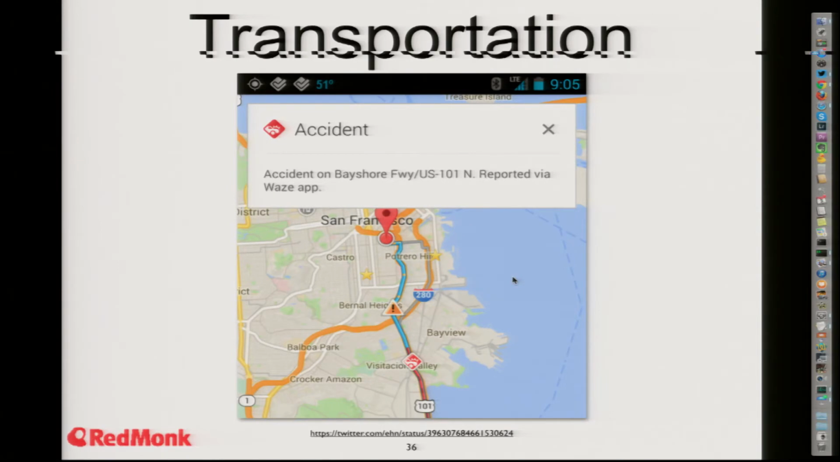In transportation, I mentioned Waze earlier. So Google Maps have now started to incorporate data from Waze. So right here you can see a screenshot of someone's Google Maps, and it's highlighting that there was an accident reported on this particular road via the Waze app. So that's really impressive. You're on your Google Maps and now you're notified ahead of time that there's been an accident up the road. You have a chance to reroute.